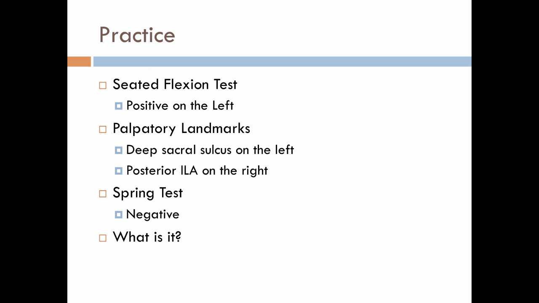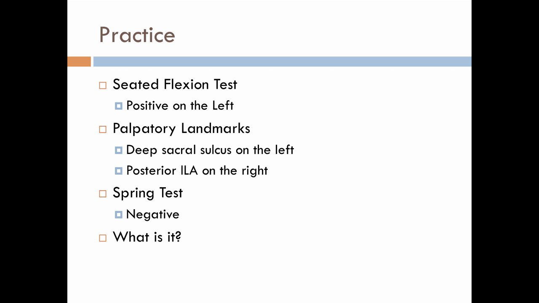All right, so there are a number of slides here that you can use to practice, and we're just about finished here. We'll run through this with a bit of a system to help you dig all this apart. So if we look at this, we have a positive seated flexion test on the left. So that tells us where the dysfunction is, and if this is a torsion, it'll tell us where the axis is as well. We look at our palpatory landmarks, and we have a deep sacral sulcus on the left and a prominent or posterior ILA on the right.